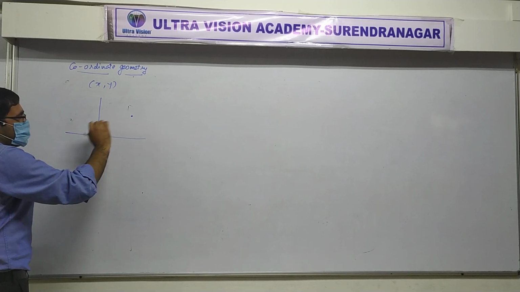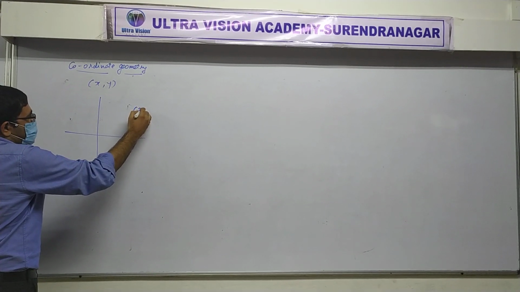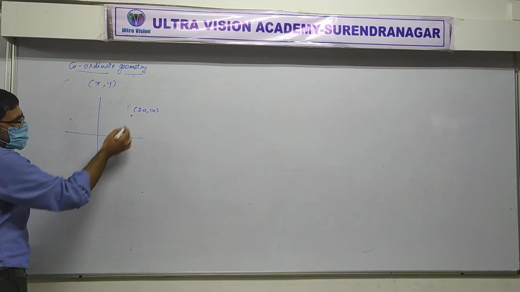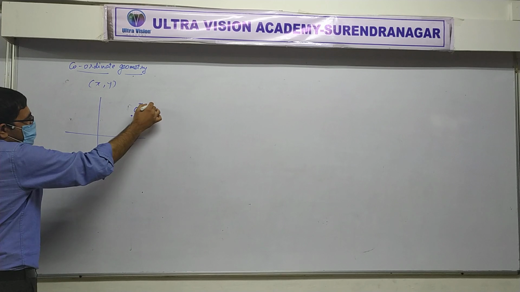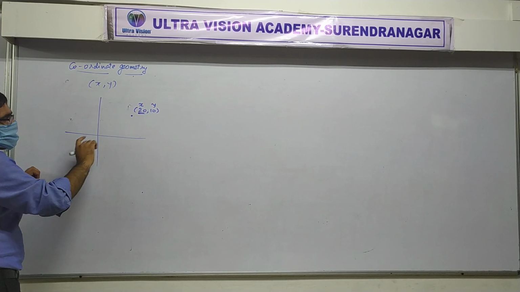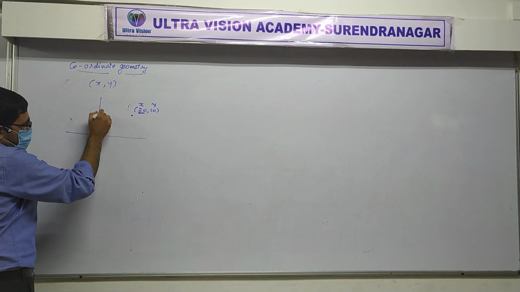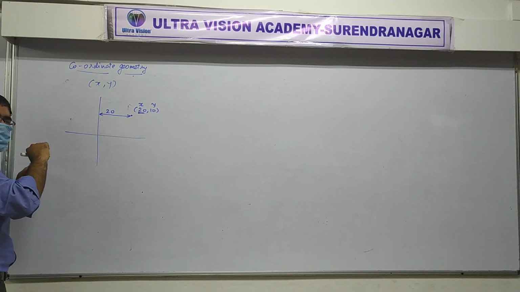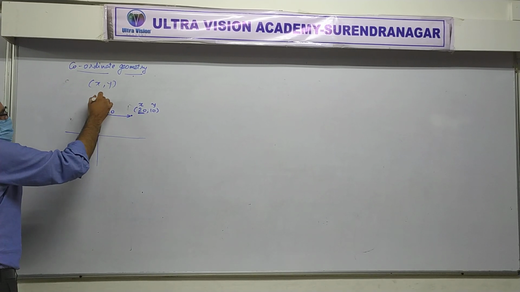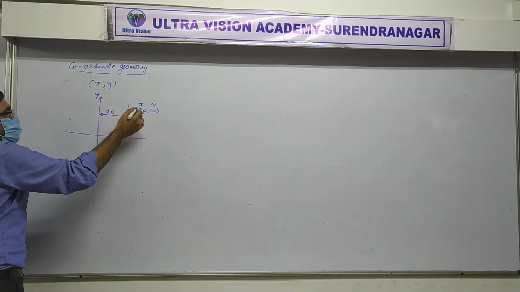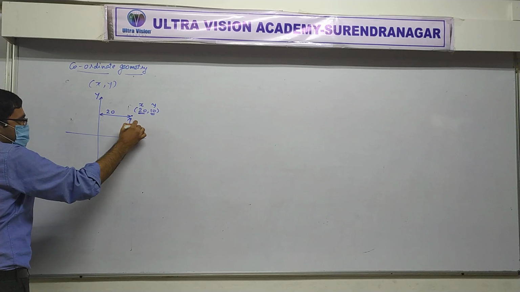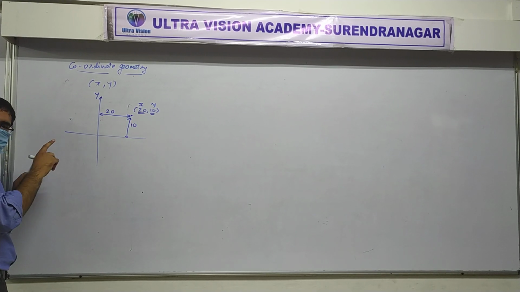Suppose the point is over here, then let's say this point has coordinates 20, 10. So what this means is, when you say x coordinate is 20, it means that this distance is 20. Is that clear? The x coordinate is the distance from the y axis, and y coordinate is 10, that means this distance is 10. Understood?